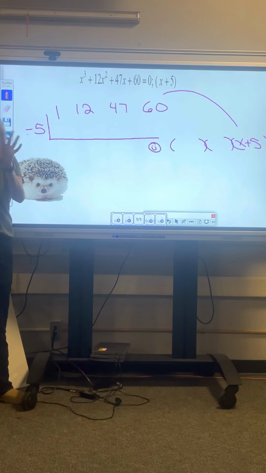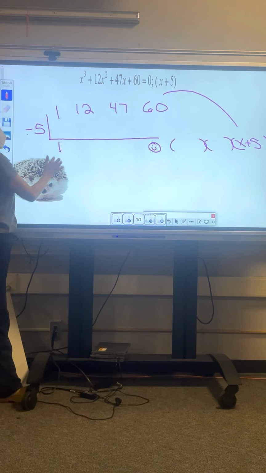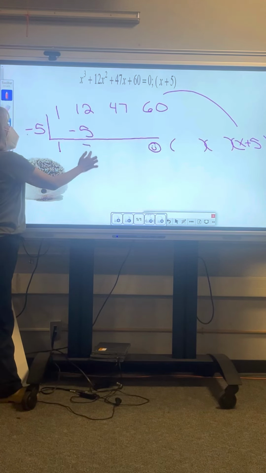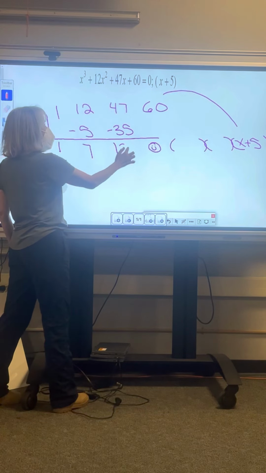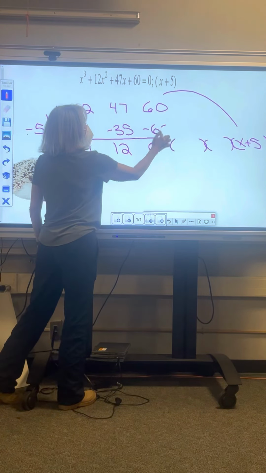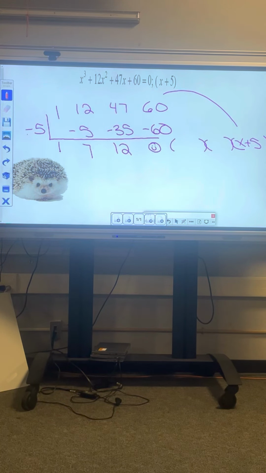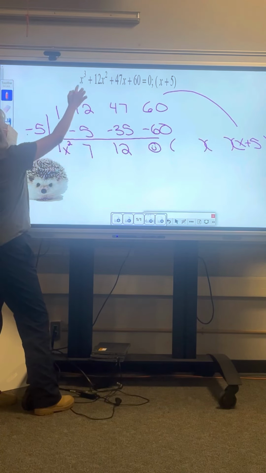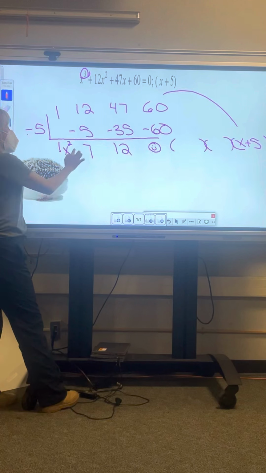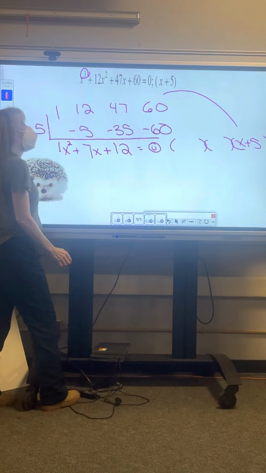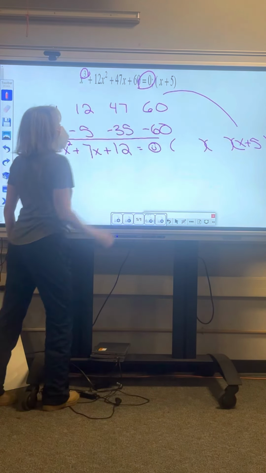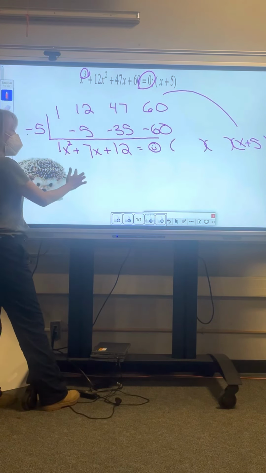Okay, so here I go. I'm doing it. 1, -5 is 7. -35 is 12. -60. Yay, it worked. Okay. Now we're going to take our leftover, and that's our new problem. X squared, I know it's squared, it drops down 1, plus 7x plus 12, and we're going to set it equal to 0 because of this one right here.